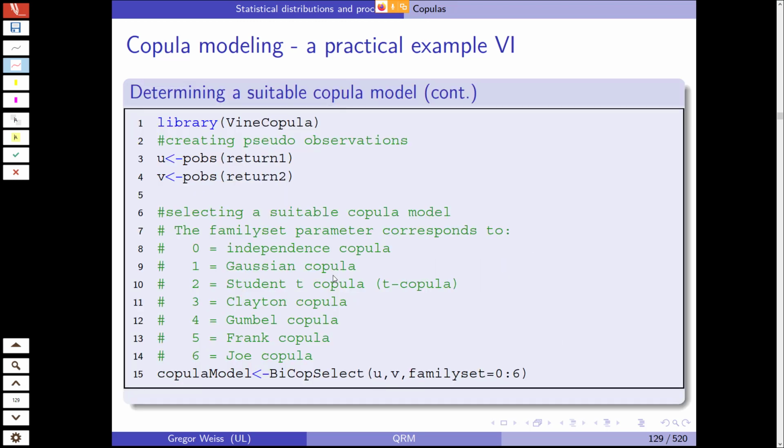So we'll do this. We'll start with the library. It's all in the library VineCopula. We estimate the pseudo observations, which is done by the function pobs, pseudo observations, for return 1 and return 2. We select a suitable copula model. So we allow the independence, Gaussian, Student t, Clayton, Gumbel, Frank, and Joe copula. And we say copula model equals BiCopSelect of u and v. Those are the 2 vectors of pseudo observations. And familyset is equal to 0 to 6.